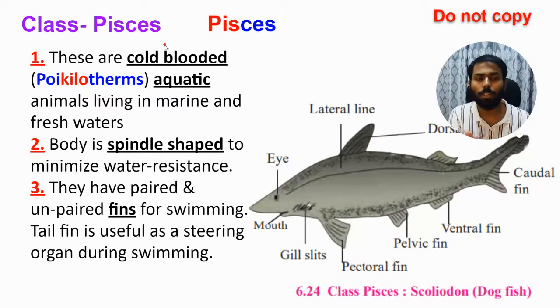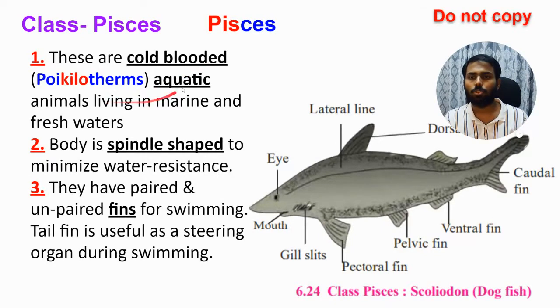Okay, actually their blood is cool, it's not warm. So the blood in their body will be cold, it won't be warm. Okay, and whichever animals are cold blooded, they have a special name: poikilotherms. So Pisces animals will be poikilotherms, which means their blood is cold. Okay, the blood is cold.